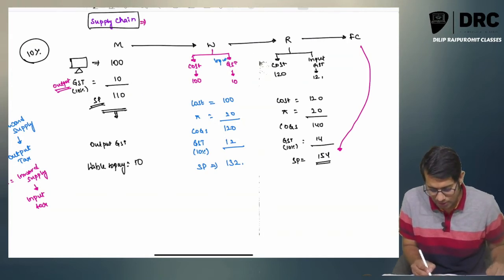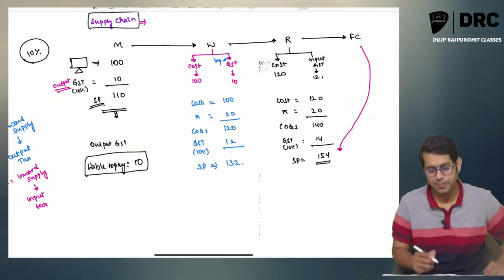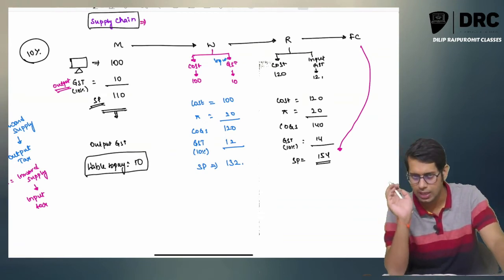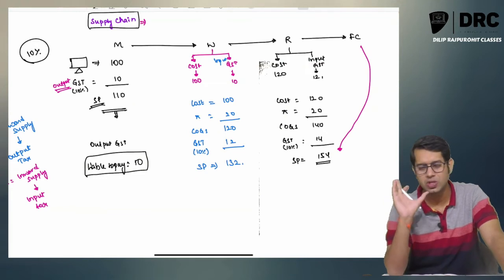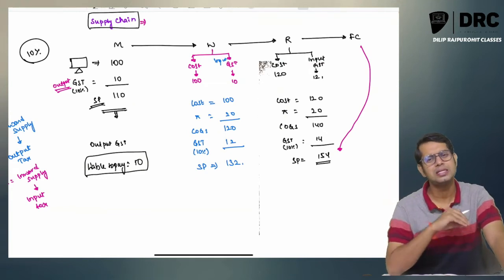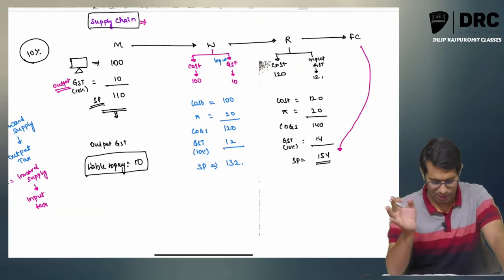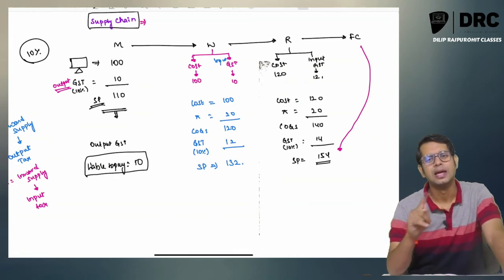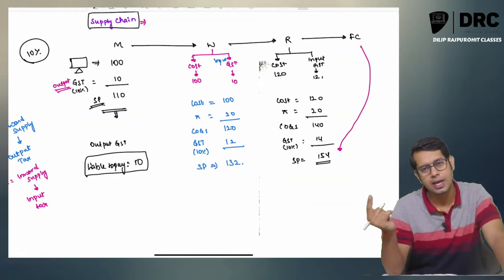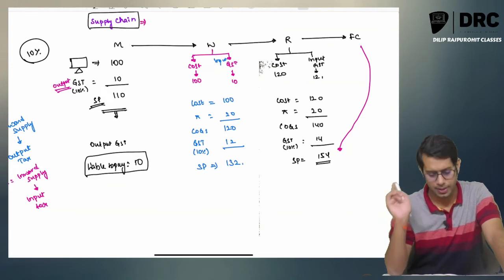He is liable to pay how much? 10 rupees to the government. Is he paying this 10 rupees from his own pocket? No, sir. Then from where is he paying it? He is collecting it from the wholesaler and then remitting it to the government.